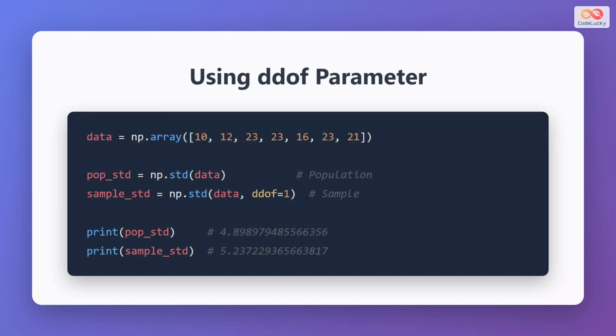Let's see the difference in practice. We create an array with 7 values. When we calculate pop_std without any additional parameters, we get the population standard deviation, which is approximately 4.899. When we calculate sample_std with ddof equals 1, we get the sample standard deviation, which is approximately 5.237. Notice that the sample standard deviation is slightly larger. This adjustment compensates for the fact that we're estimating from a sample rather than having the complete population.